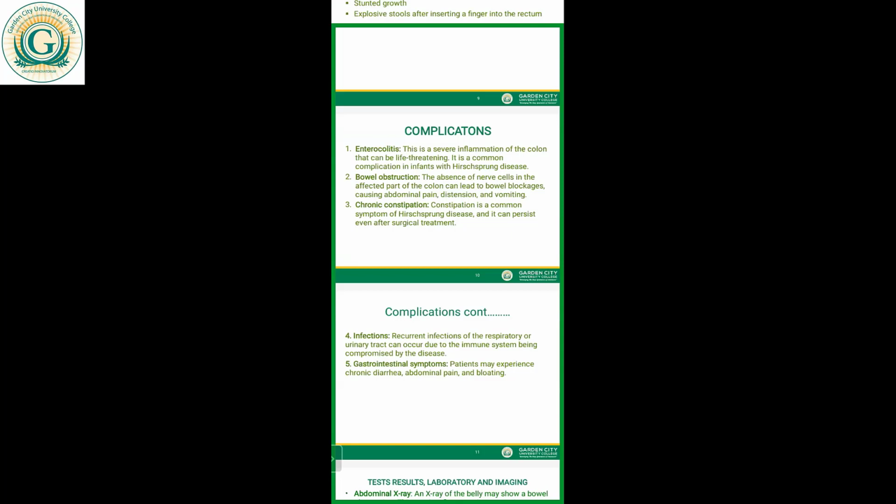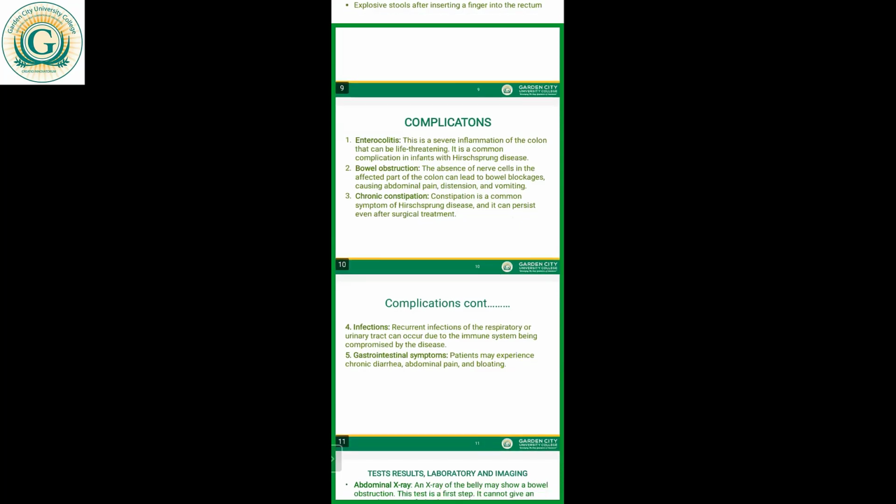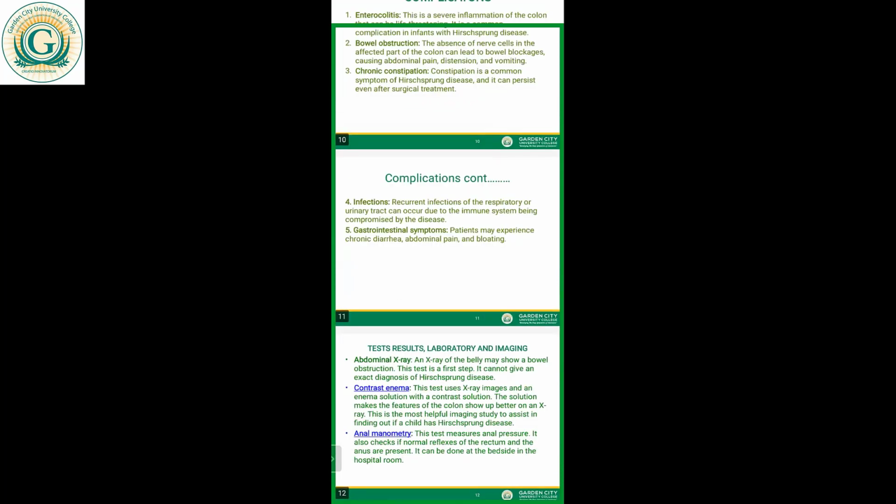Chronic constipation. Constipation is a common symptom of Hirschsprung's disease, and it can persist even after surgical treatment. Infection. Recurrent infection of the respiratory or urinary tract can occur due to the immune system being compromised by the disease. The patient can also develop gastrointestinal symptoms, such as chronic diarrhea, abdominal pain, or bloating.